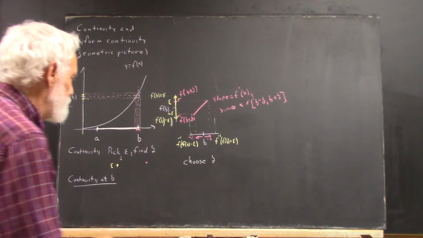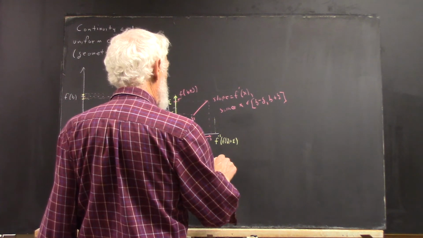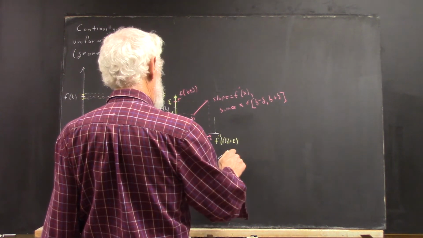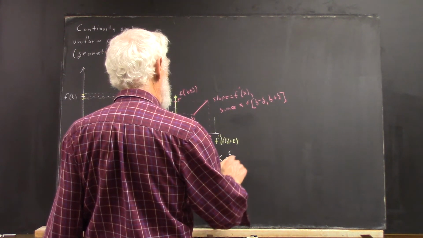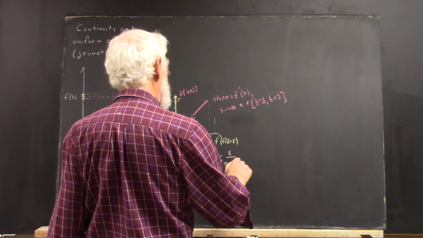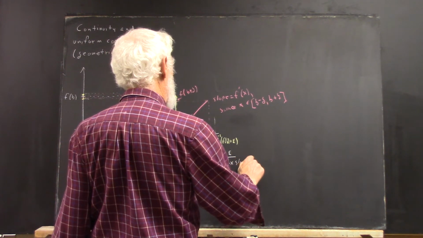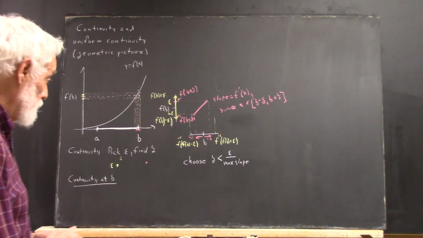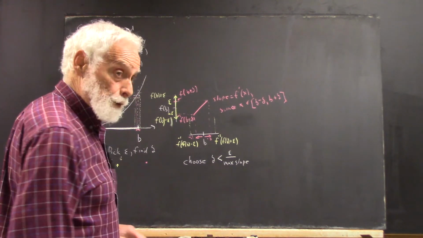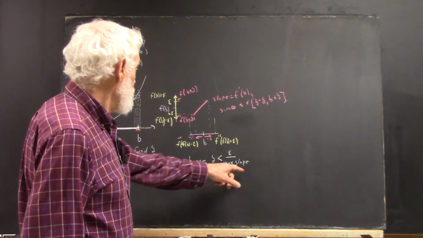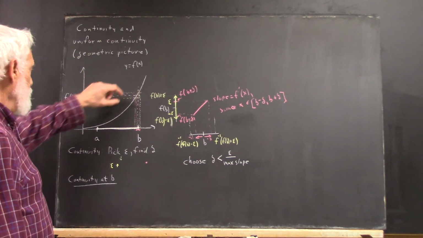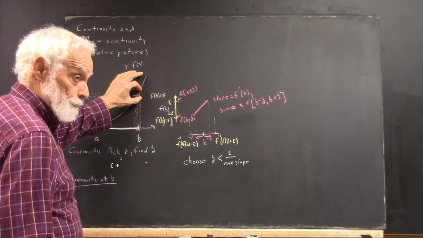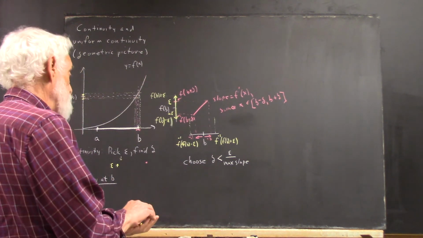Choose delta to be less than epsilon over the maximum slope. I think I'm saying that right; I'll fix it if not. Okay? Where the maximum slope is the maximum slope that you have within this band here. Okay?